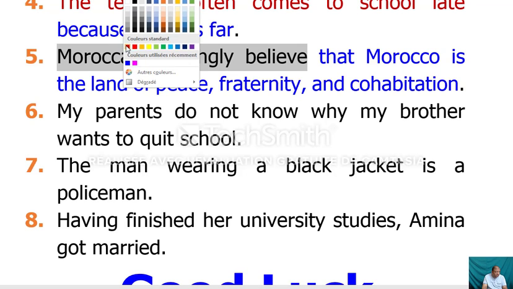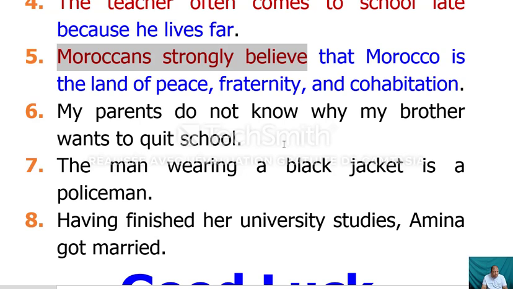But "Moroccans strongly believe" is the independent. Maybe some of you are going to say, why is it independent? Because it is not complete. So concerning noun clauses, even if it is not complete, we consider it as complete, because we can say "Moroccans strongly believe this" and we put a full stop. When we want to combine the two clauses, "this" is replaced, or "that" comes in its place. It replaces "this".